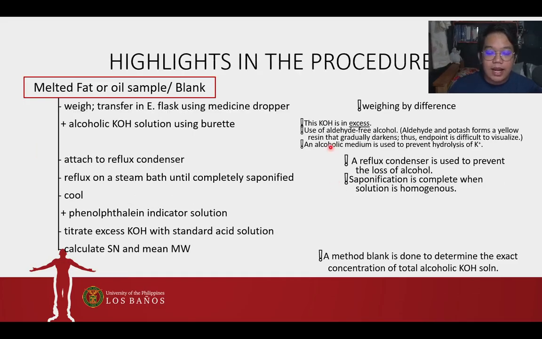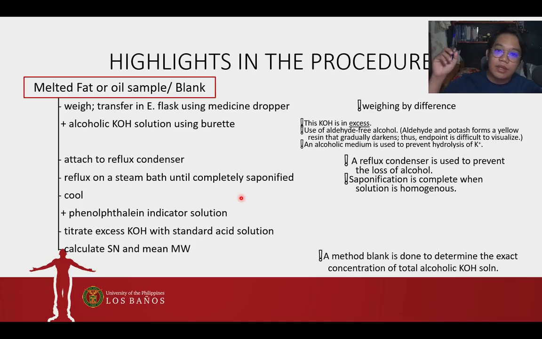So, yung paggamit ng alcoholic medium is para ma-prevent yung hydrolysis of potassium salt. Okay? Then, we will attach the setup to a reflux condenser. So, yung reflux condenser ay used to prevent the loss of alcohol. So, basically, parang nag-vaporize lang tayo ng ating sample.